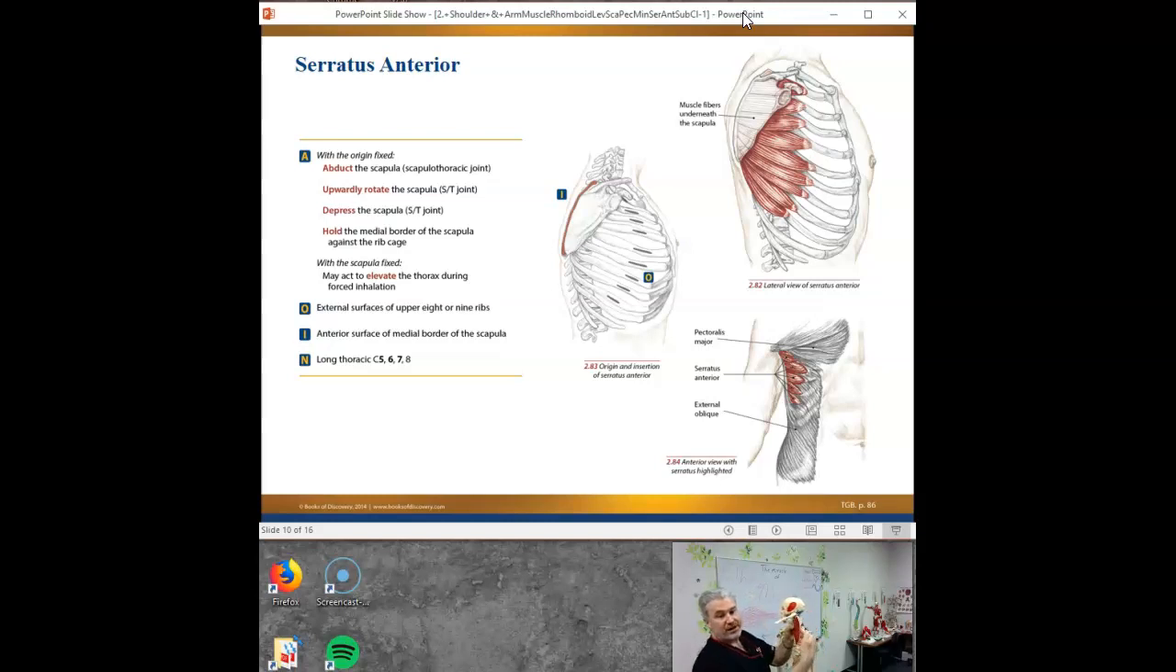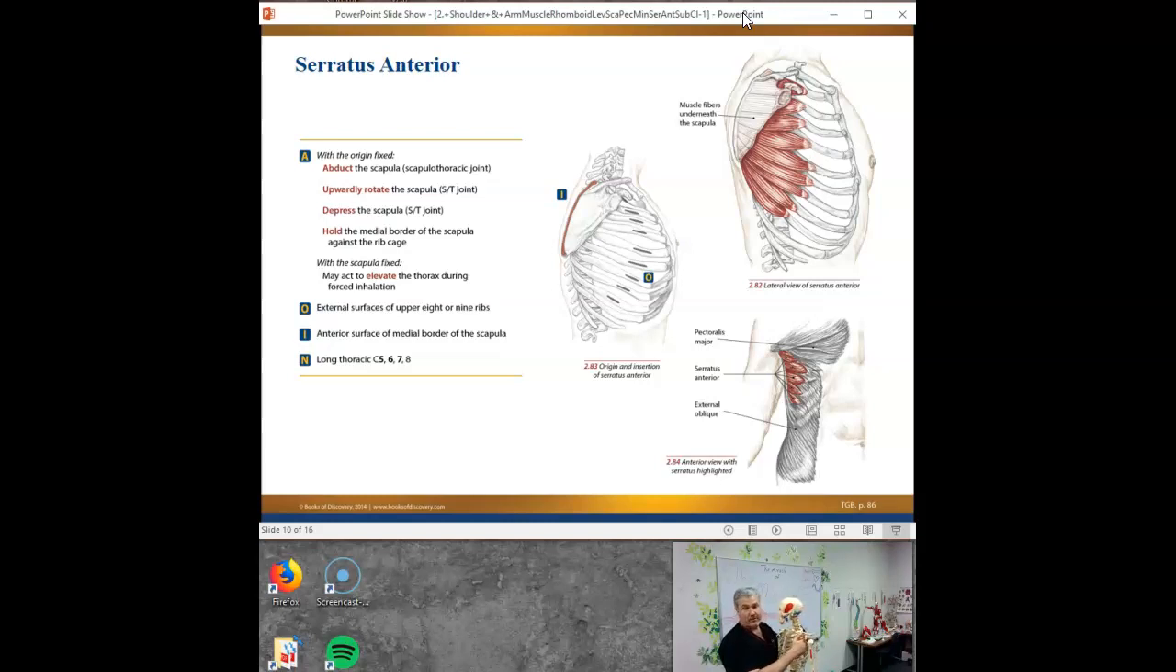The rhomboids are coming off like this. This thing's coming in front like this. Serratus anterior, rhomboids. They connect. Is it going underneath? Yes, it is. It's going underneath. Thank you. It is going underneath, so it's rubbing against the subscapularis. I'm shocked you guys are nodding, because I think this is really complicated to visualize.